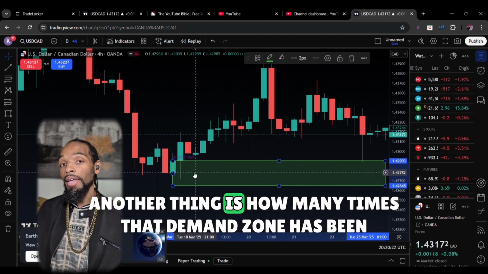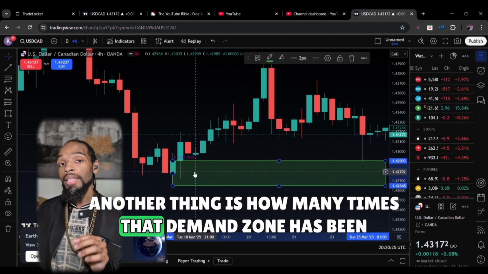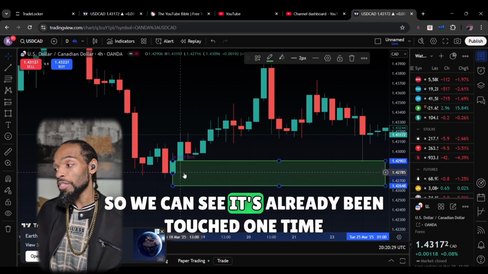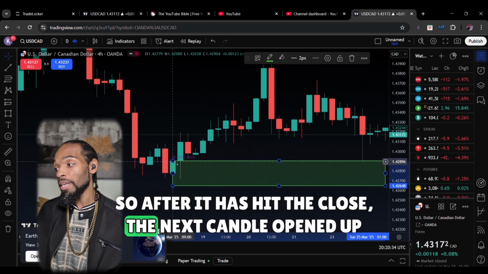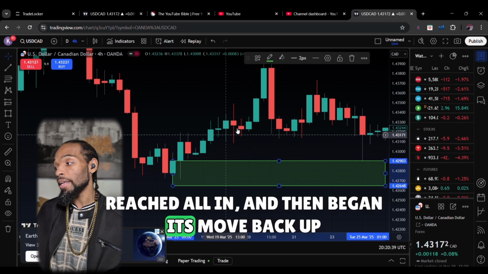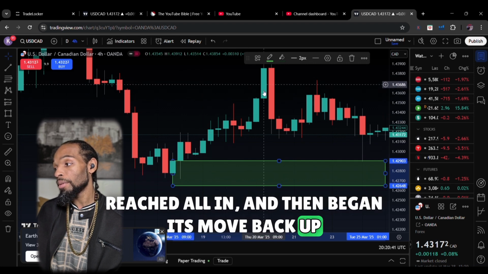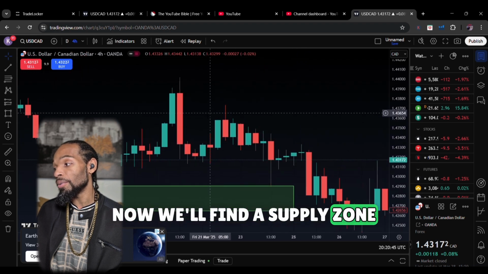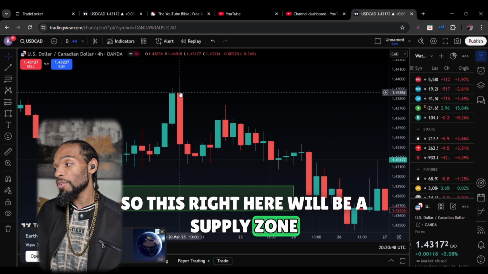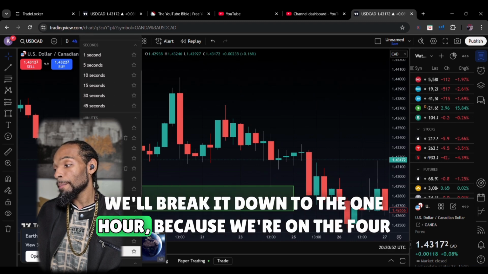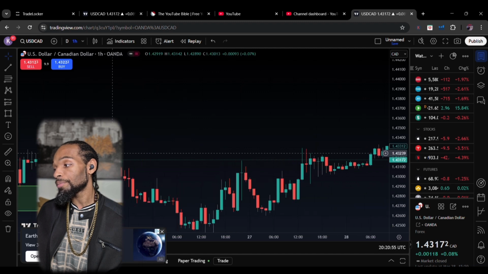Another thing is how many times that demand zone has been touched. So we can see it's already been touched one time. So after it has hit the close, the next candle opened up, reached all in, and then began its move back up. So now we'll find a supply zone. So this right here will be a supply zone, but we're going to have to break it down. We'll break it down to the 1 hour because we're on the 4.